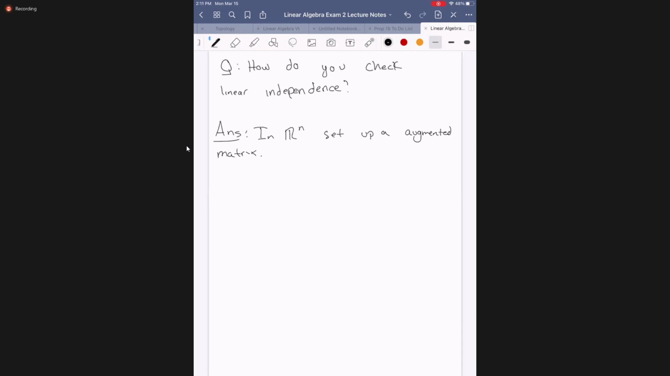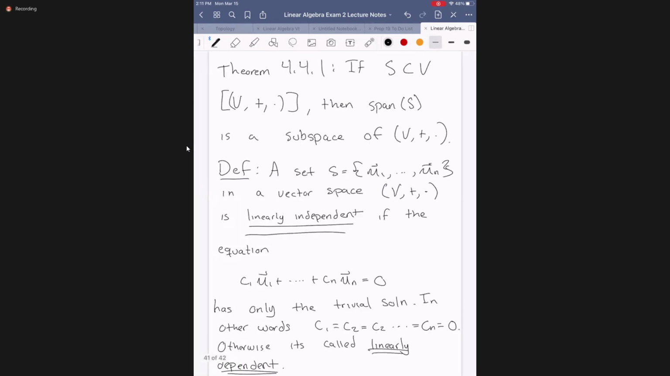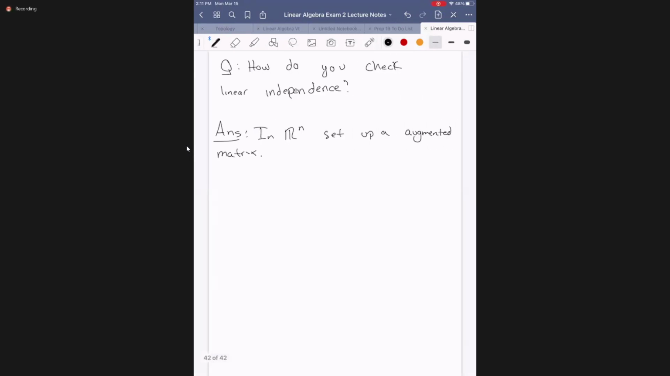So remember, has only the trivial solution means that it's unique, right? It only has one solution. So in order for it to have one solution, what should it reduce down to? The identity, right? So if the RREF is the identity, your vectors are, I'm going to abbreviate it now, linearly independent.